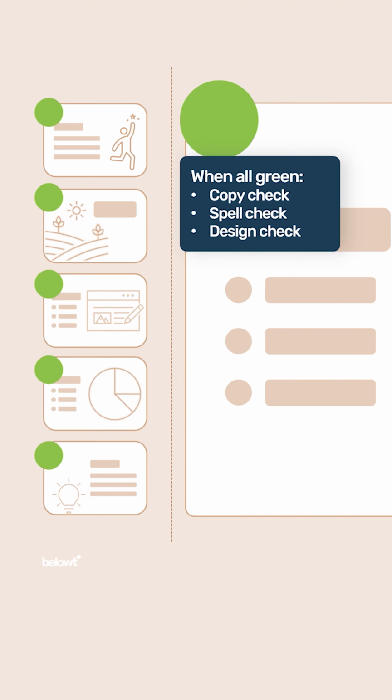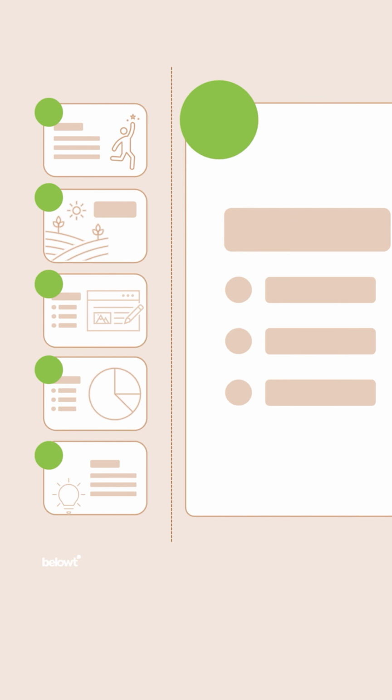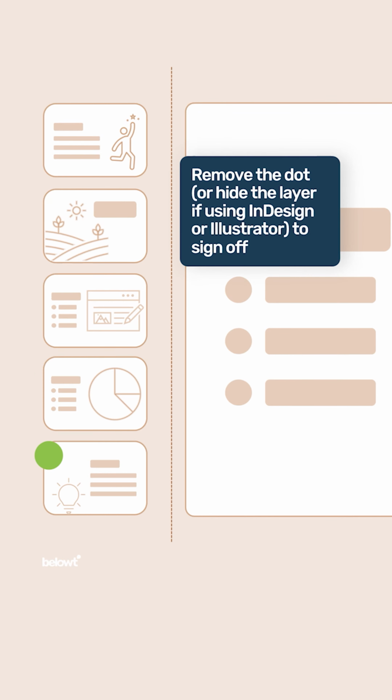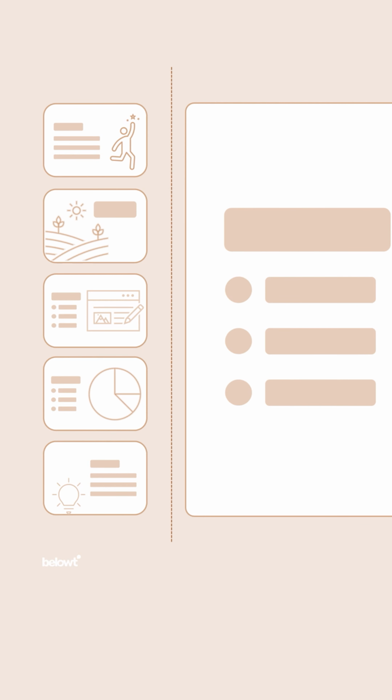And once they've all turned green, you're going to copy check, spell check, and design check. And then you're going to remove the dots. And if you're in InDesign or Illustrator, use a separate layer, and you could just hide the layer. Job done.